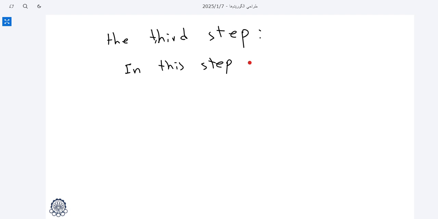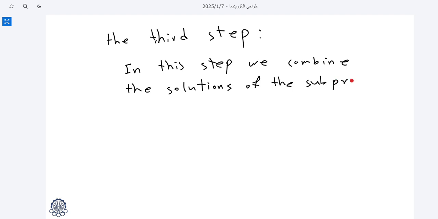What about the last step, the third step? In this step, we should combine the solution. We combine the solutions of the subproblems.